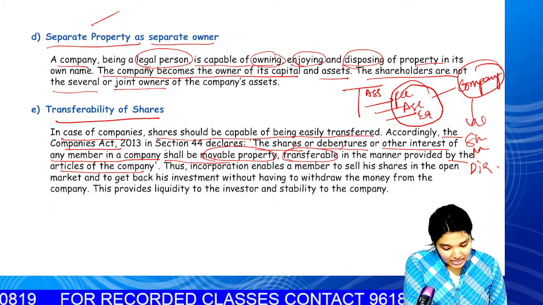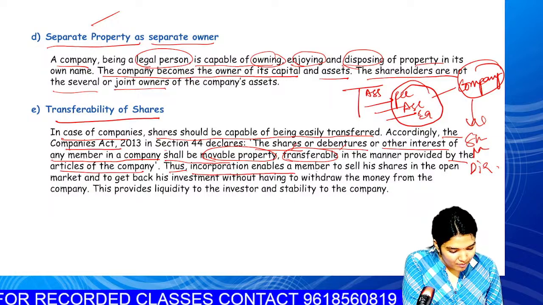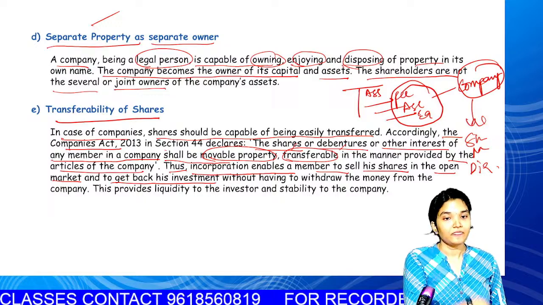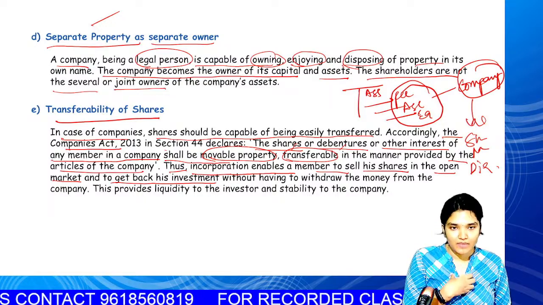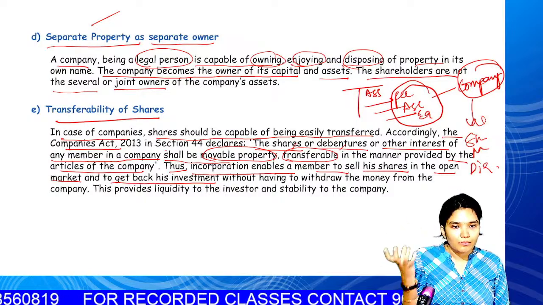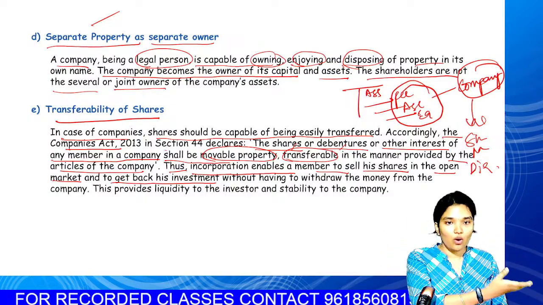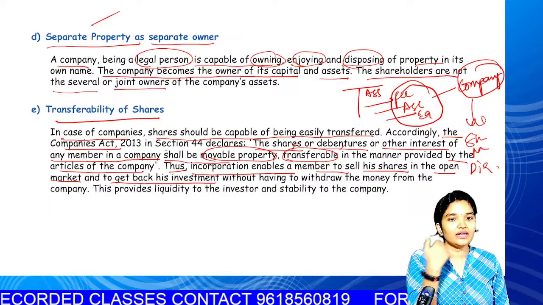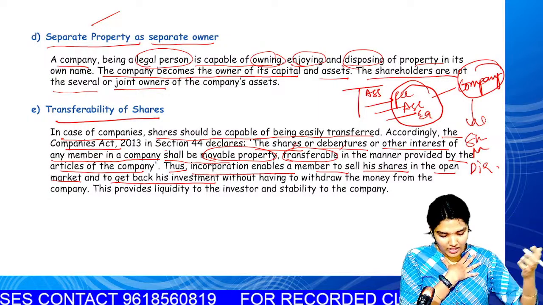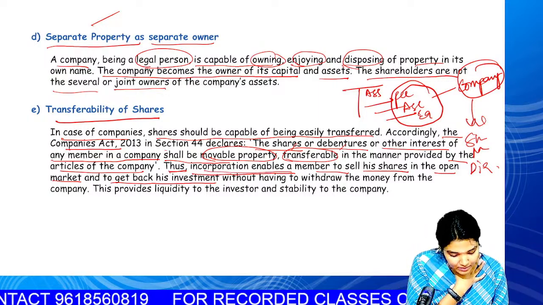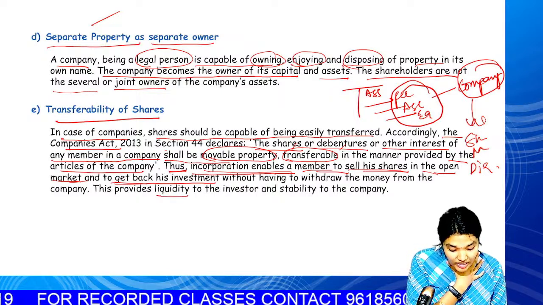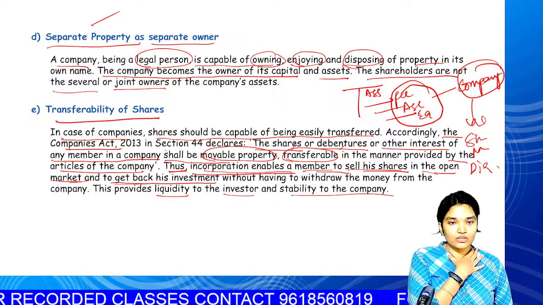So as per the articles, the transferability and the movability of that particular property, that is the shares or debentures, is decided. Thus, the incorporation enables a member to sell his shares in the open market and get back his investment. If a shareholder wants his money back or is not interested in continuing as a shareholder, he can simply sell his shares to any private shareholder and get back his money. Likewise, for a public company you can sell in the stock market. So this is providing liquidity to the investor and stability to the company.